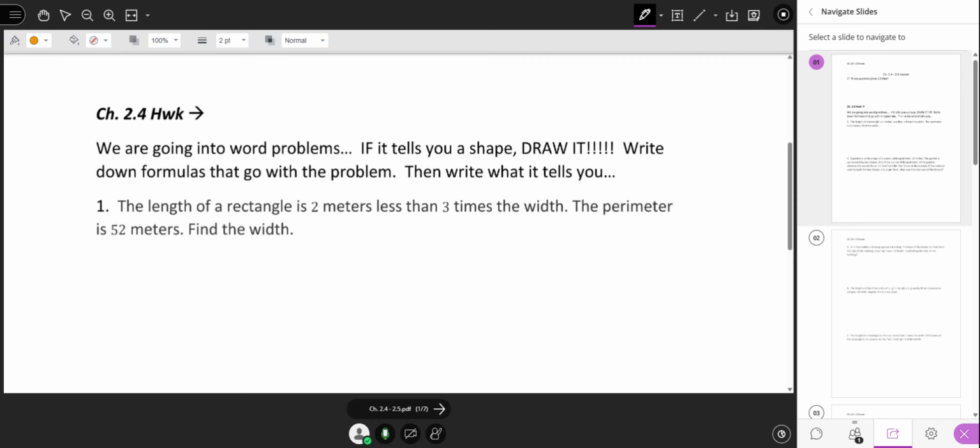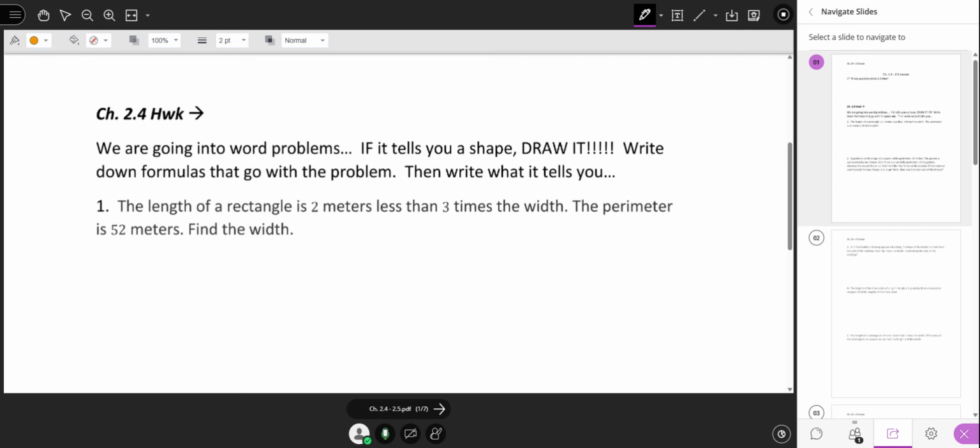Believe it or not, I've had a few people tell me that they actually like word problems. It isn't many, but I've actually had a few people.